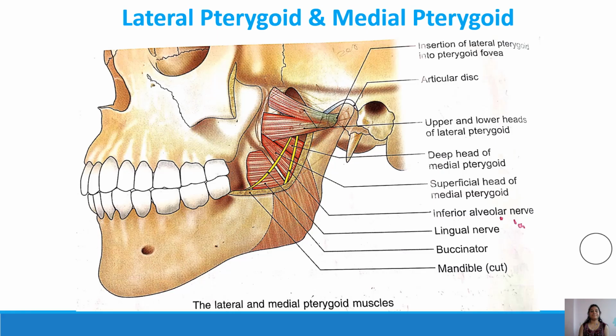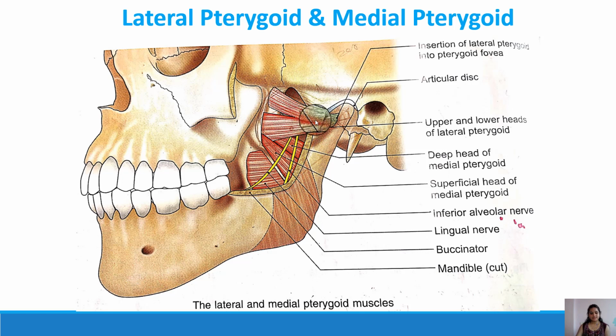Let's move ahead with the lateral pterygoid muscle. So this is the lateral pterygoid muscle, which is short and conical shaped, has an upper and a lower head. Its origin is from the infratemporal surface and the crest of the greater wing of sphenoid bone, and the lower head is from the lateral surface of the lateral pterygoid plate.